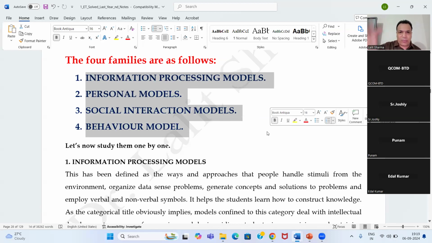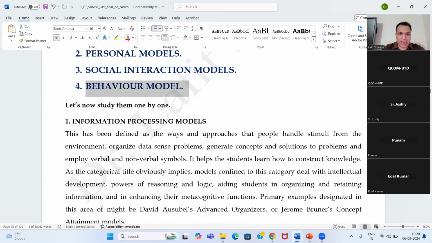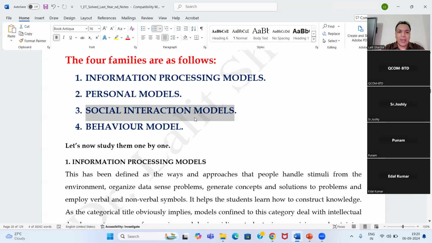I have explained them in 5-6 lines in the notes. You can learn it, it's an easy one. For example, the behavioral model talks about how behavioral changes should come in the students, in the children, how you have to modify them, and how you have to present the content. Under social interaction, you talk about how you have to make the student social also.